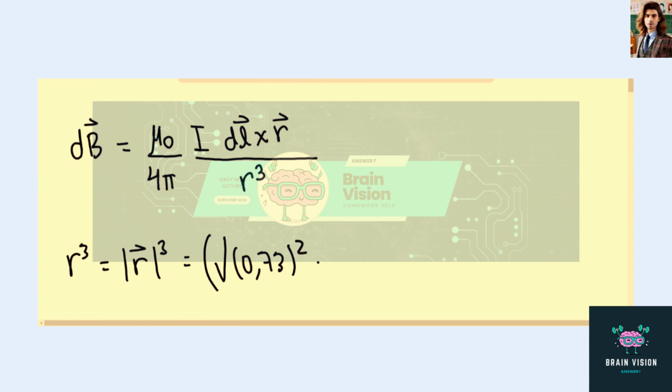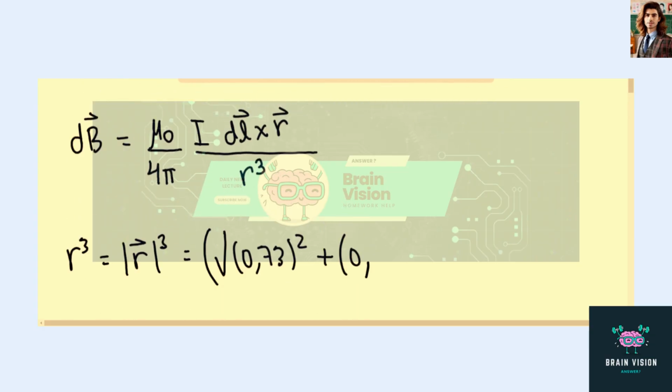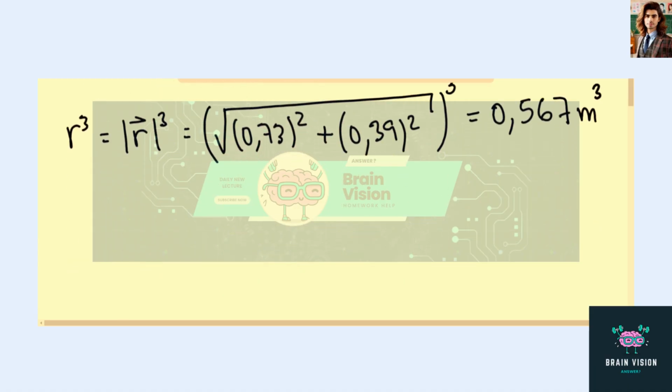0.73 squared plus 0.39 squared. We take the square root of this and we elevate all of this to 3, so that when we put these values into the calculator, we have 0.667 meters cube.